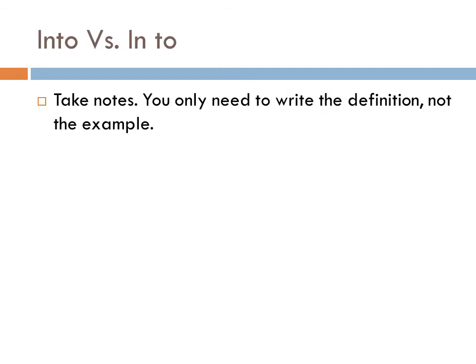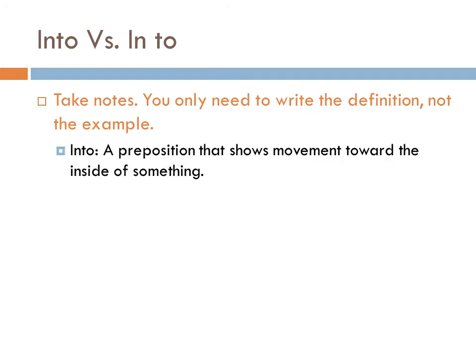Into versus in to. Remember, only write down the definition. Into. Into is a preposition that shows movement toward the inside of something. You're actually going inside of something. For example, Aman dove headfirst into the pool. In this case, Aman is going into the water.